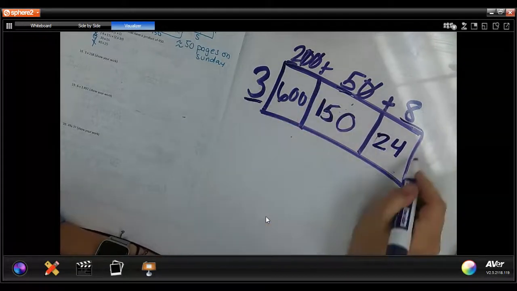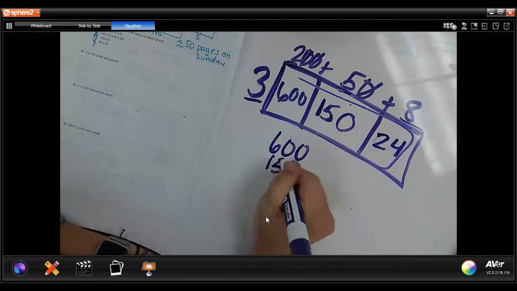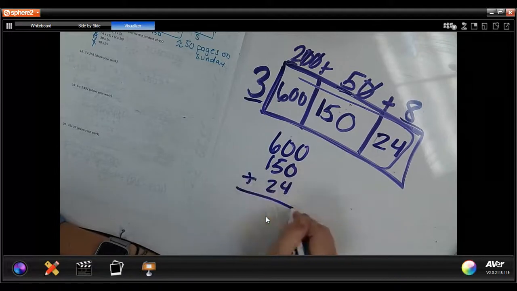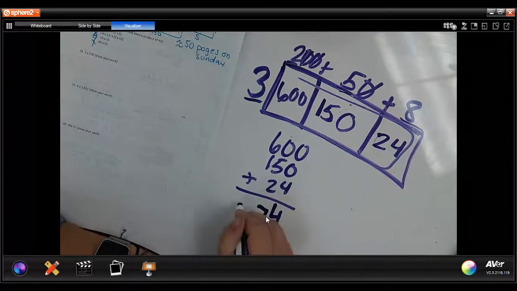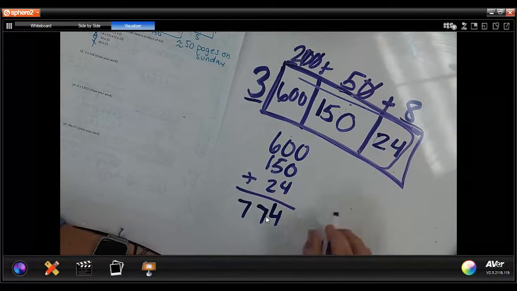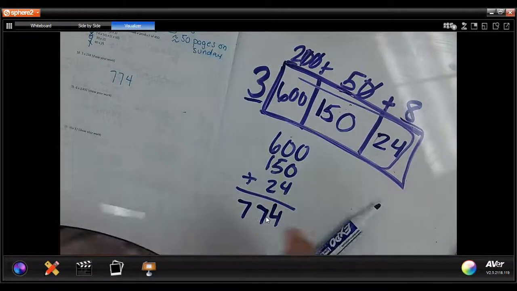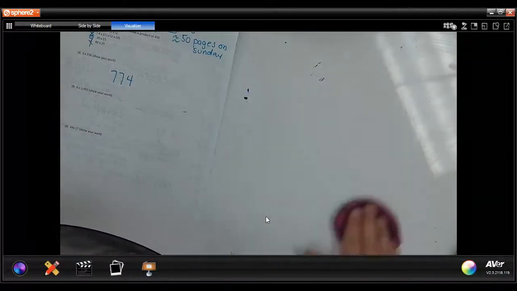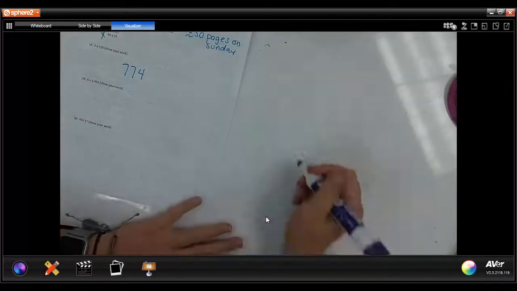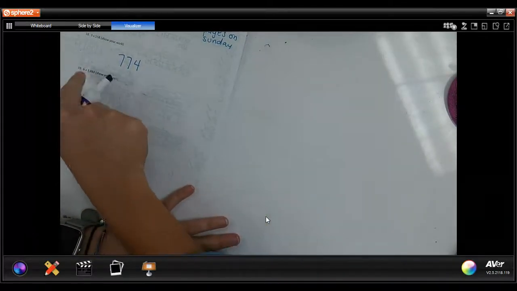Now I will add all of these up in order to find the area of this full rectangle. 600, 150, 24. 0 plus 0 plus 4 is 4. 5 plus 2 is 7. 6 plus 1 is 7. 774 would be my answer. But you need to show your work on this paper or attach it to another paper so I know that you are solving them using a strategy that we have learned. And then if you get it wrong, I'll easily be able to go back and check your work to see what went wrong. The next one, 6 times 3,492, a 1-digit number by a 4-digit number.